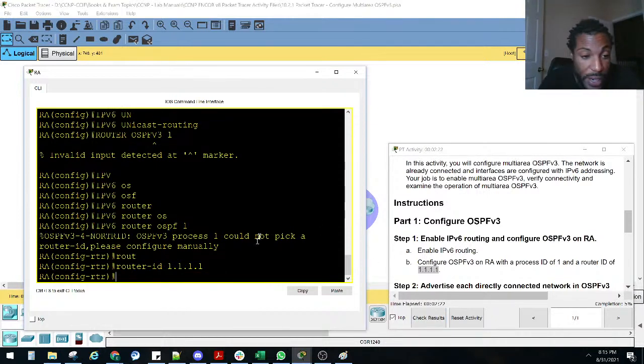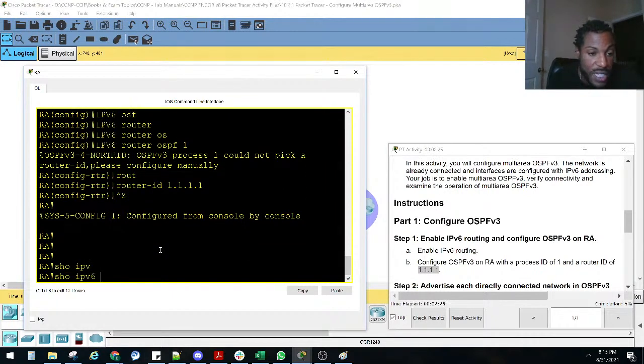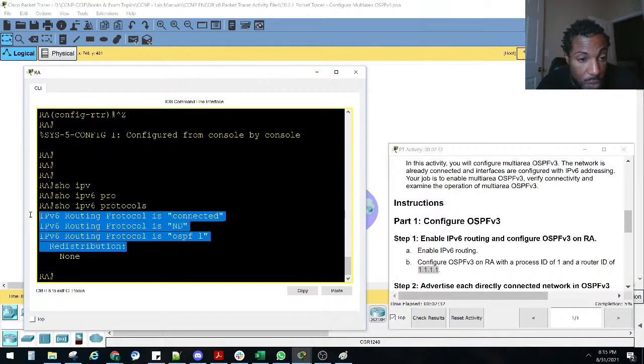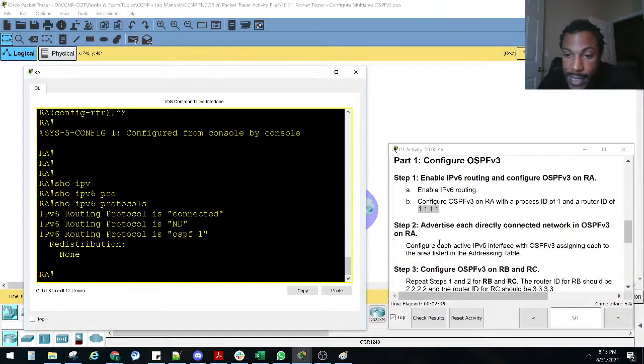We can show our work so far with show ipv6 protocols, I believe. Yes, so we have just the protocols like that. It doesn't really give us much information there. So let's go back into that process.